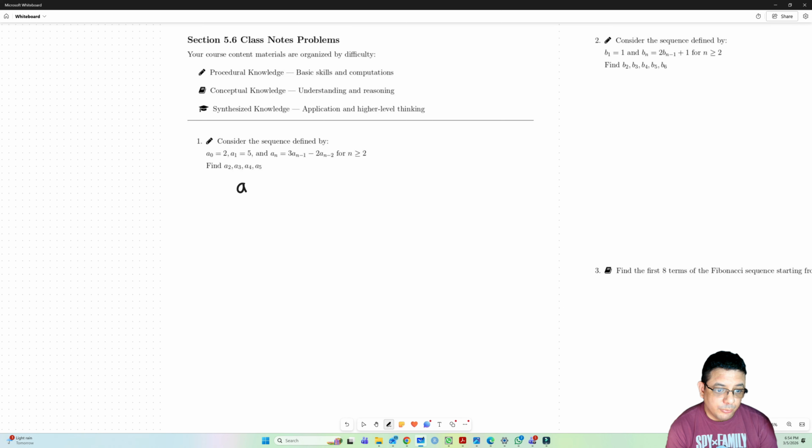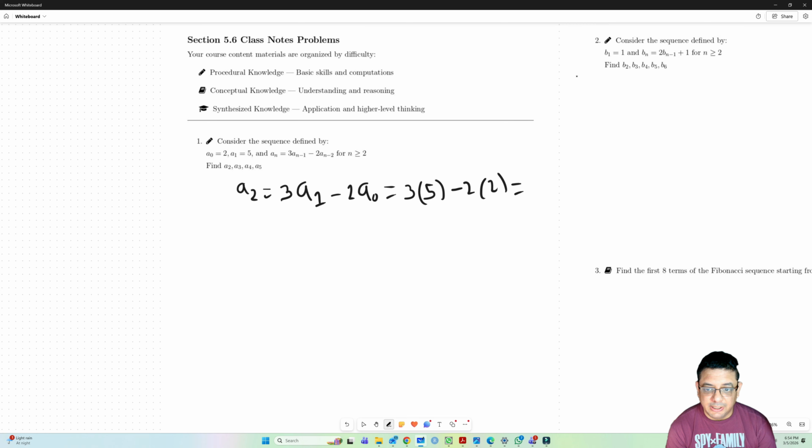So to work out a2 using this rule, we're going to have 3a1, since it's n minus 1, 2 minus 1 is 1, and twice a_(n-2), so it will be 2a0. Now, we do have a1 and a0, so we have 3 times 5 minus 2 times 2. And so now this is 15 minus 4, this is 11.